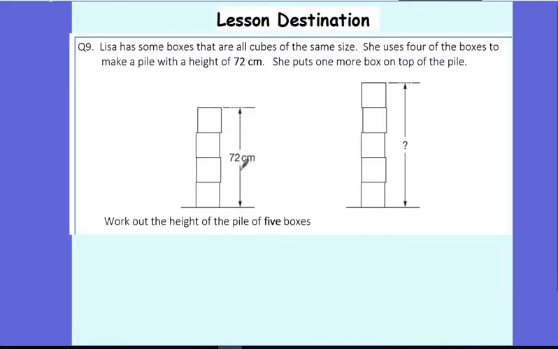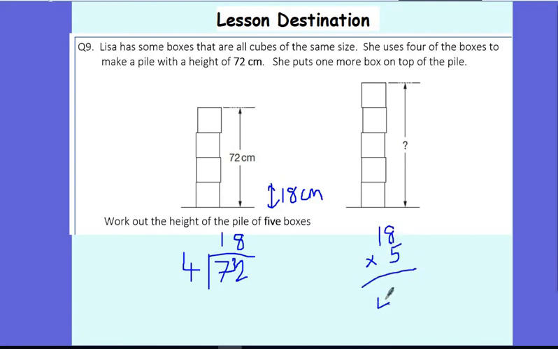Okay, let's go through it. I've got 4 boxes and they are 72 centimetres high. So if I do 72 divided by 4, I can work out the height of 1 box. 4s into 7 goes 1, remainder 3. 4s into 32 goes 8. So 1 box is 18 centimetres high. She's now got 5 of them, so I need to do 18 times 5, which gives me 90. So 5 boxes is 90 centimetres.